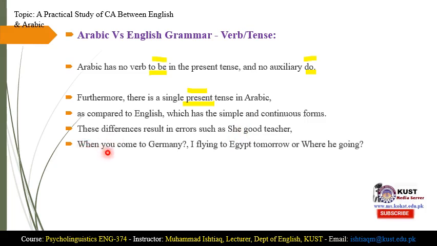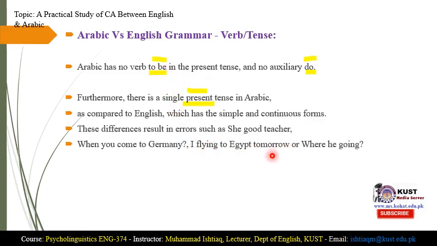Similarly, instead of saying "when do you come to Germany," they say "when you come to Germany." That "do" is not part of the Arabic grammar or verb system, tense system. So that's why they write or say things without using an auxiliary. Again, it's the same with "I'm flying" rather than "I flying"; they say "I'm flying" only when "to be" is in the present tense.